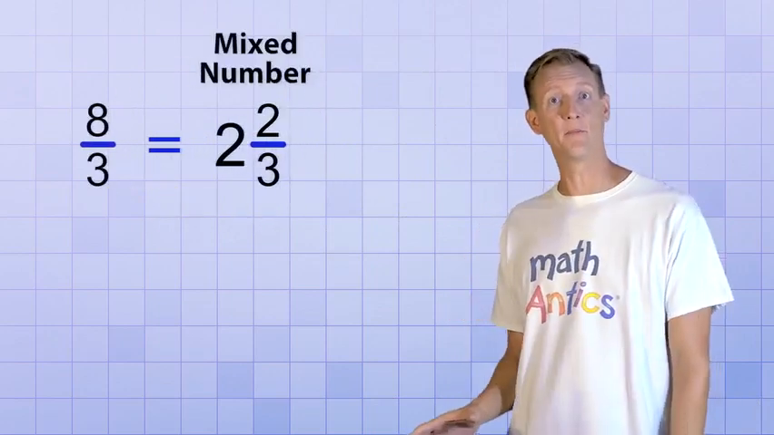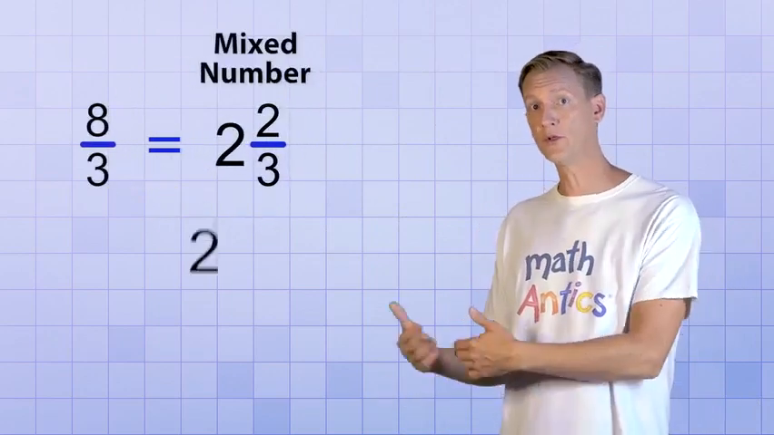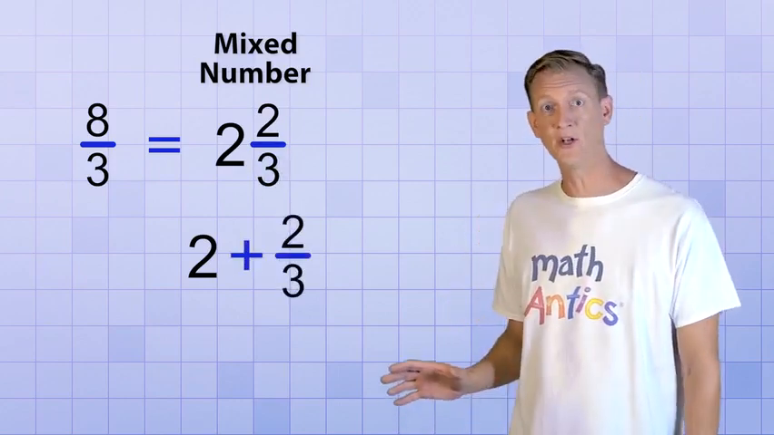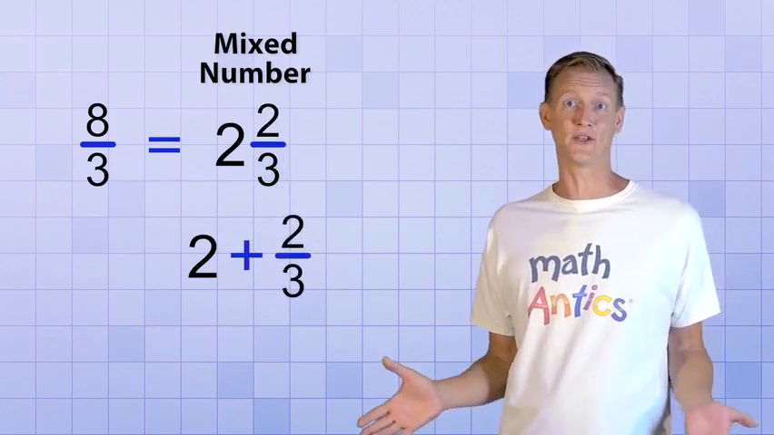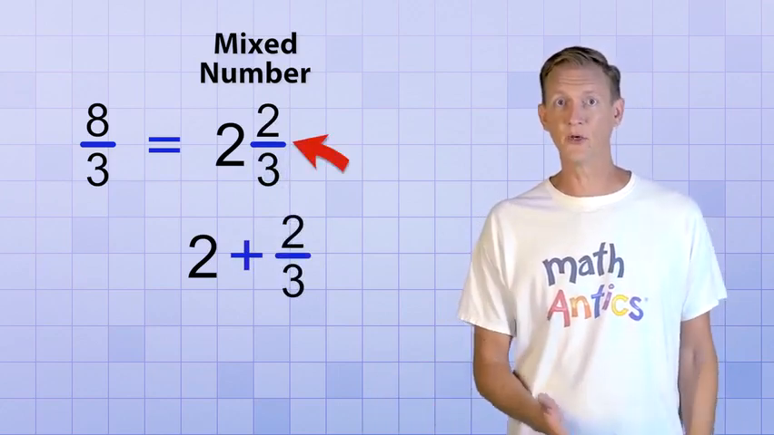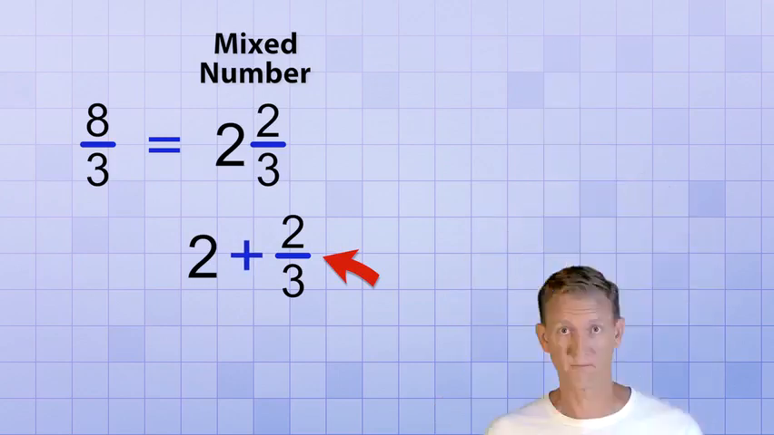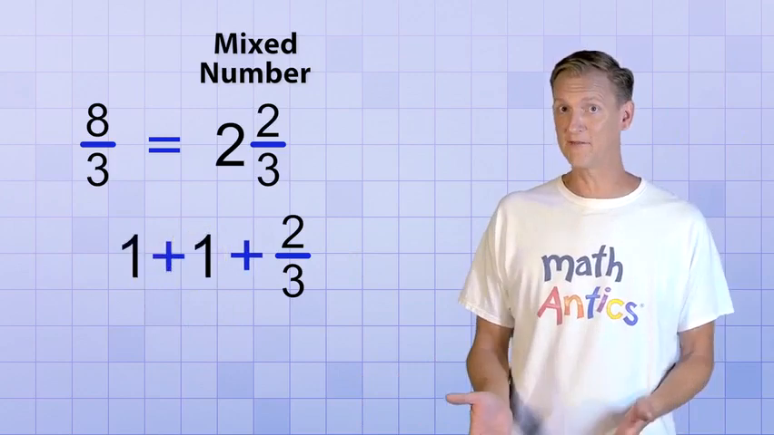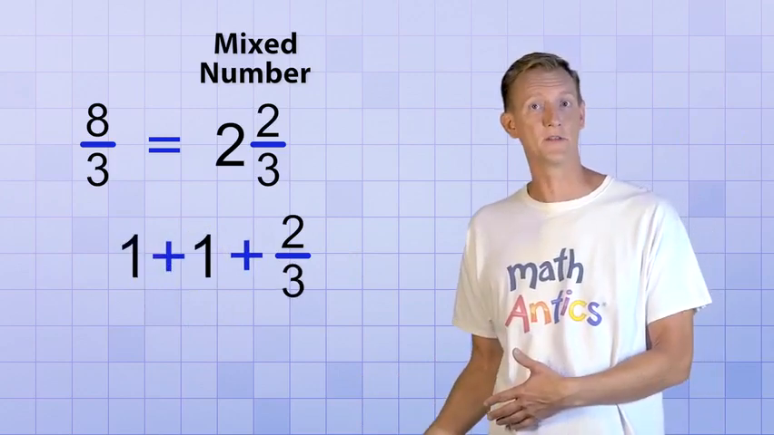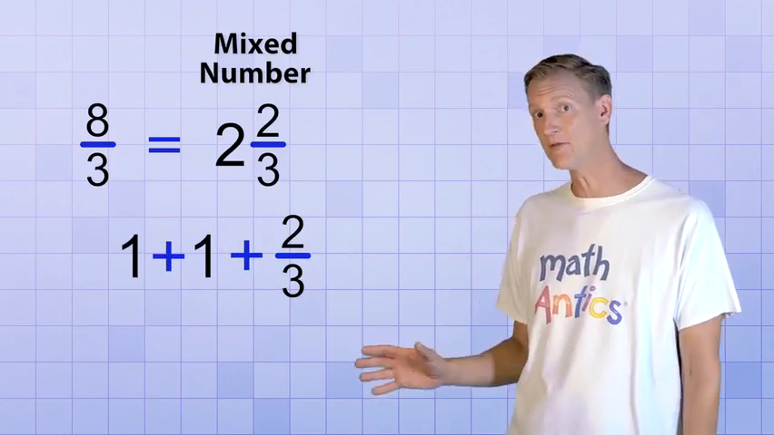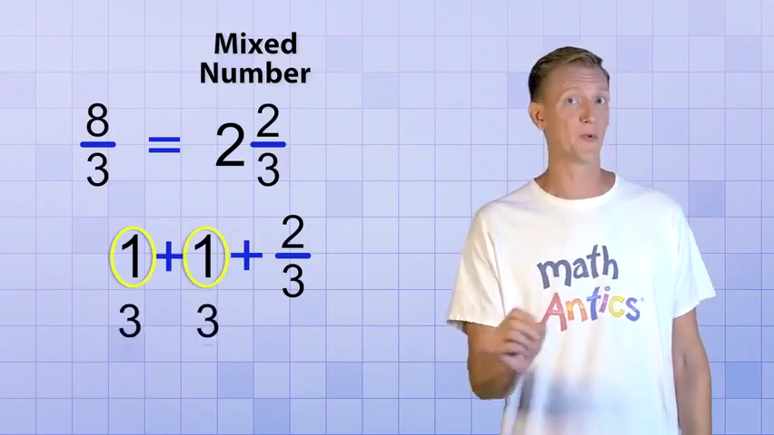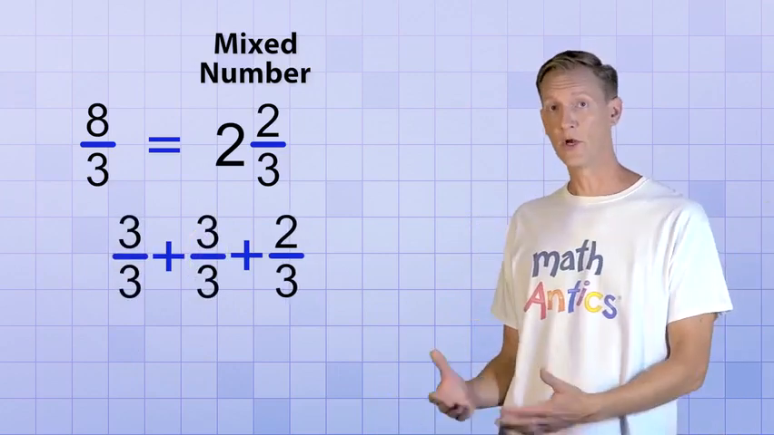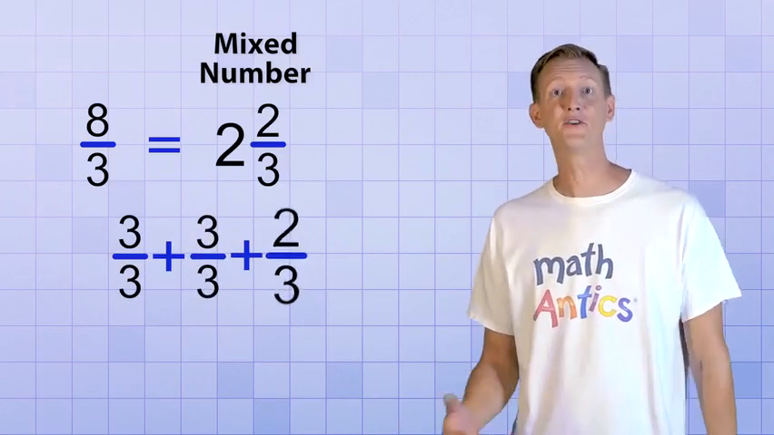In the mixed number 2 2/3, the whole number 2 and the fraction 2/3 are being added together. That's really important to know, even though the plus sign isn't usually shown. So 2 2/3 is really 2 plus 2/3. And if we wanted to, we could expand the 2 into 1 plus 1, right? That gives us 1 plus 1 plus 2/3. And then we could replace each of those ones with the whole fraction 3/3, since 3/3 equals 1. That gives us 3/3 plus 3/3 plus 2/3.